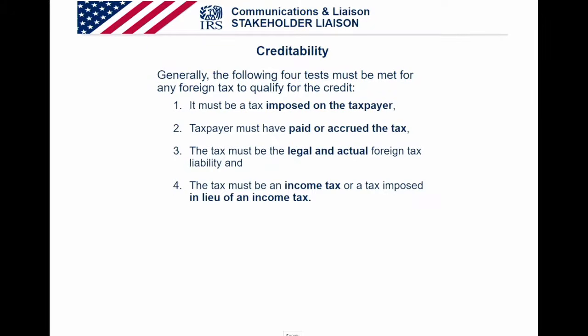Thanks, Loretta. So generally, for a foreign tax levy to qualify for the FTC, all four of the tests on this slide must be met.